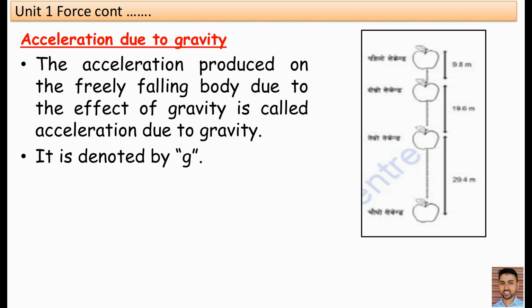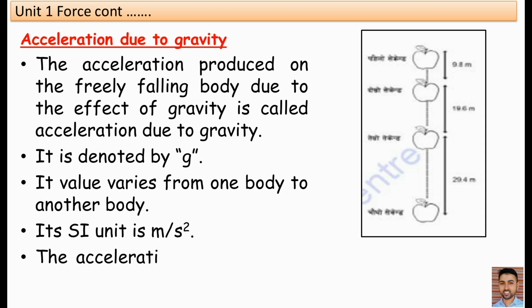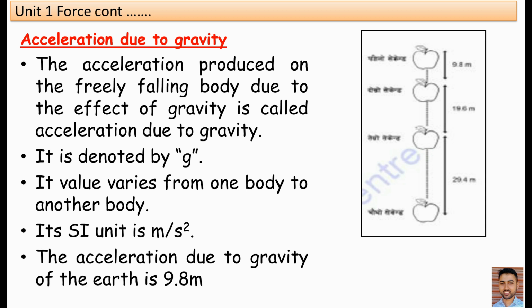This is called what? Acceleration. What is the SI unit of acceleration? Meter per second square. Acceleration due to gravity is denoted by small g. The SI unit of acceleration and the SI unit of acceleration due to gravity are the same. Its value is not constant. Its value changes from one body to another body. Its SI unit is meter per second square.